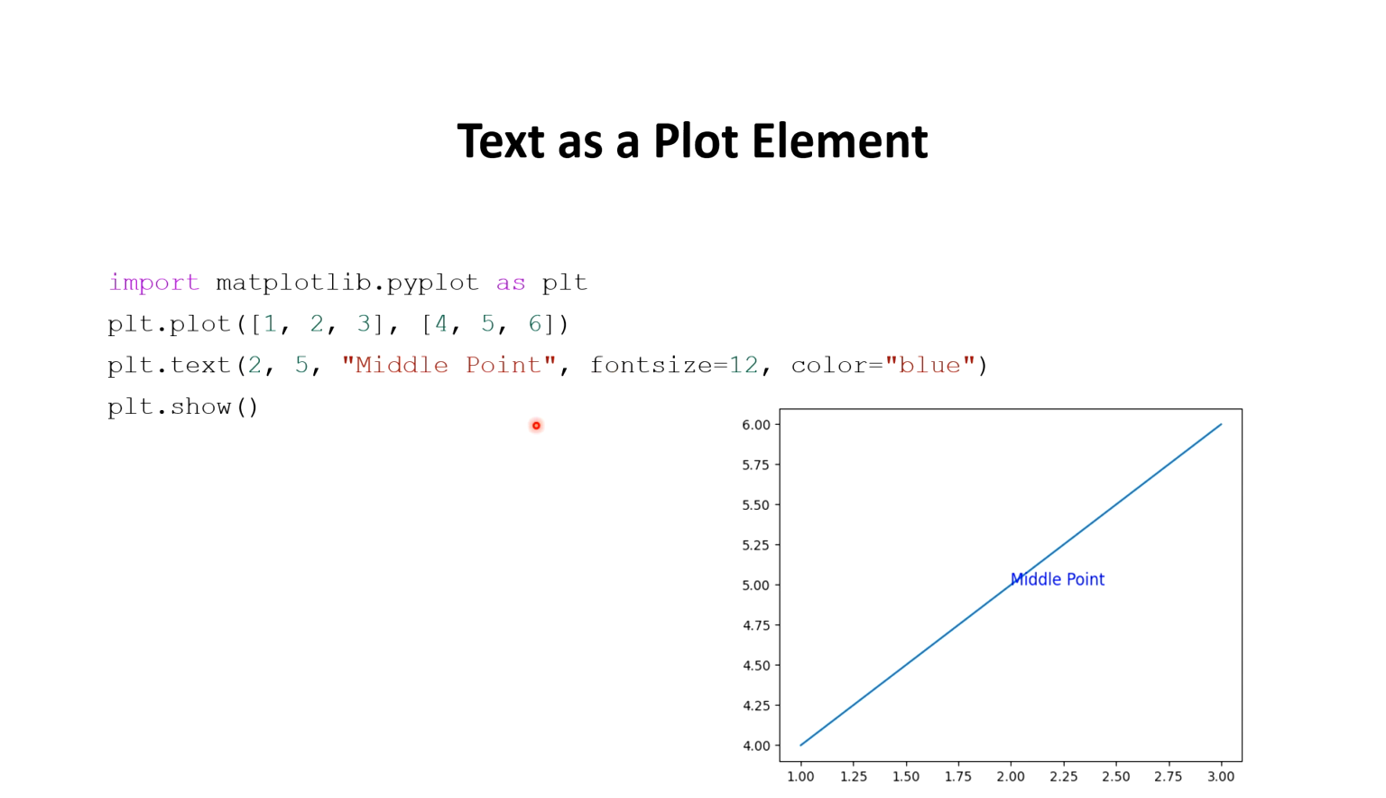Okay, middle point. For the configuration of the text, the font size will be 12 and the color will be blue. Then plt.show. So wherever you want to put any text, either in coordinate format or in a different format, first you have to write the coordinate of the text. Then you have to write what text you want to write. After that you need to configure the font size, the color, or whether it will be located at the bottom or at the top. This you have to configure.